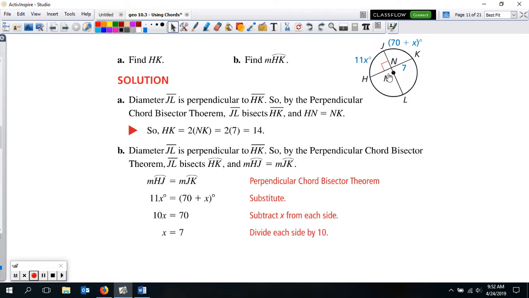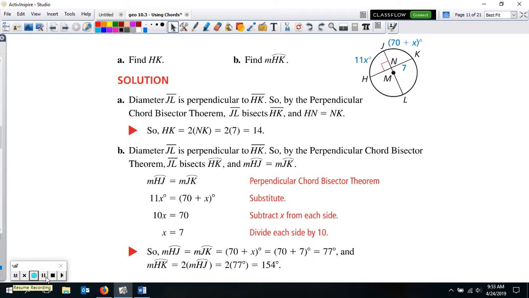So we can plug that back into either one of these. If you say 11 times 7, that's 77 on this side, which means this is also 77. So adding those together, or 2 times 77, is 154 degrees. So that's the measure of the arc from H to K. All right, let's go on to the extra practice now. On the next page, page 292.